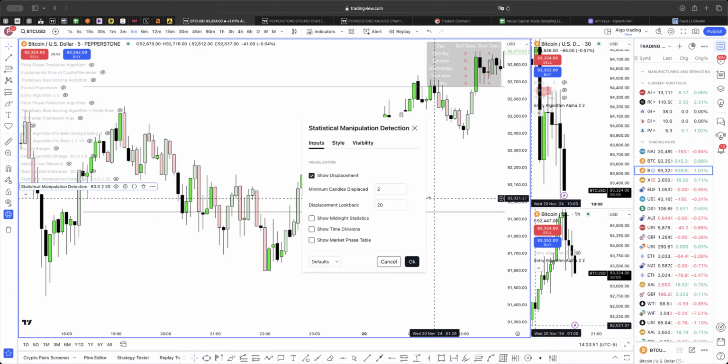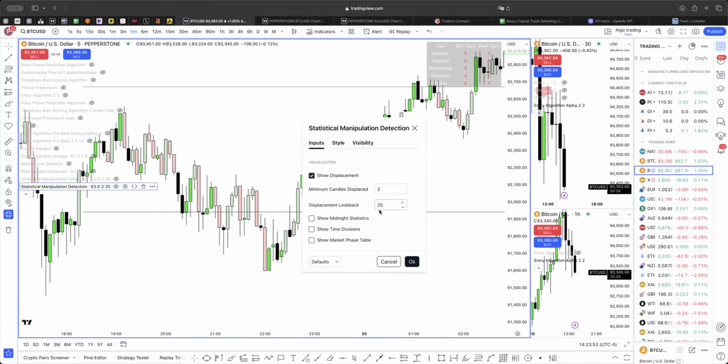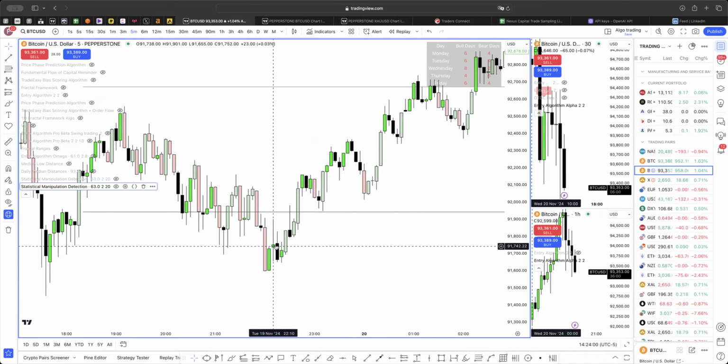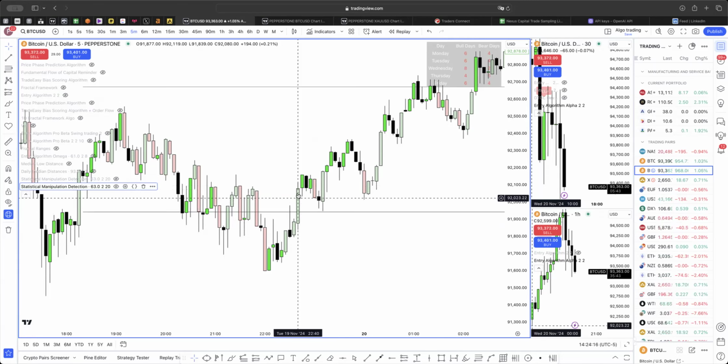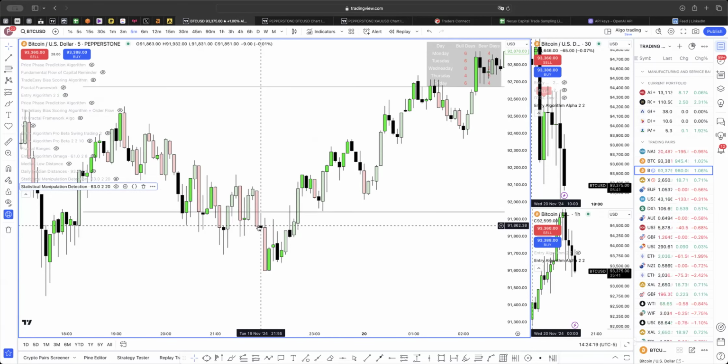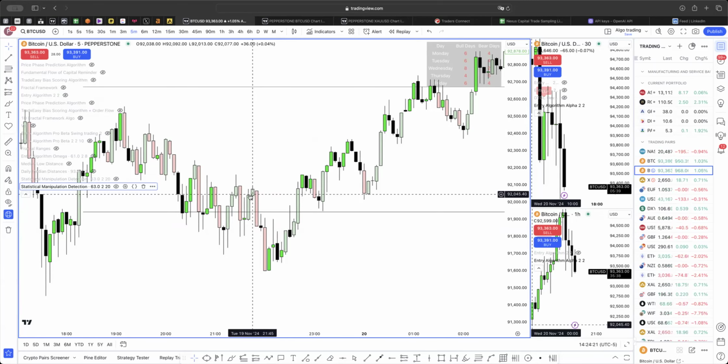What you're going to do is you're going to have a 20 candle look back, and the minimum candles that are displaced is going to be two, meaning you have the closing price. For instance, you have this closing price over here, and you have this closing price over here. Price displaced through these two closing prices. As a result, that is a displacement. This is a displacement. Why? Look at this one. It closed through this closing price. It closed through this closing price. It closed through this closing price.